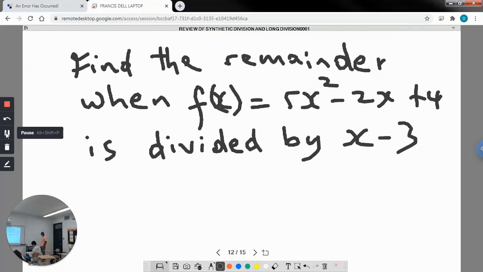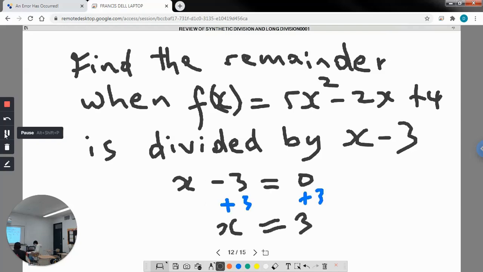Alright, so find the remainder when f of x equals 5x squared minus 2x plus 4 is divided by x minus 3. Alright, so this is how we do this. We're going to substitute inside there.